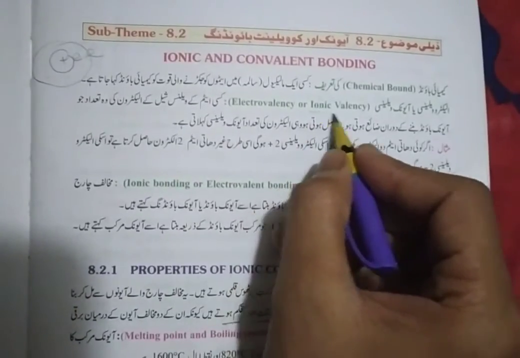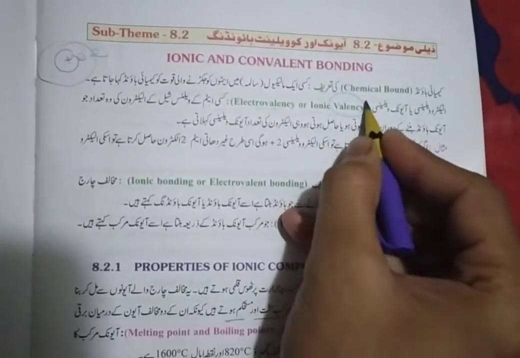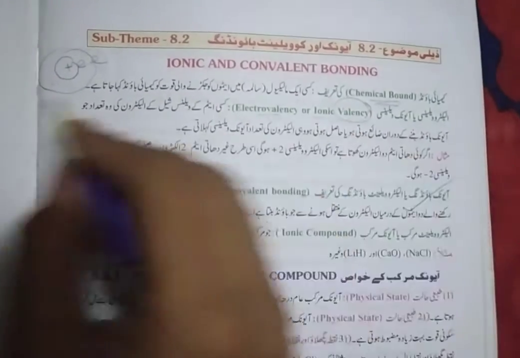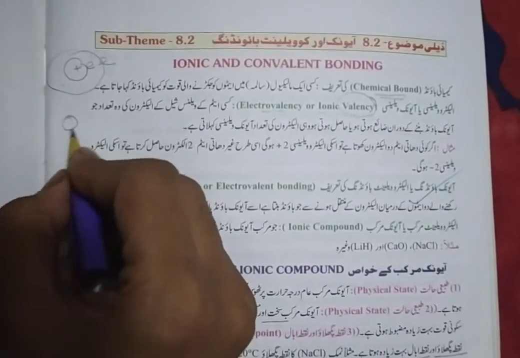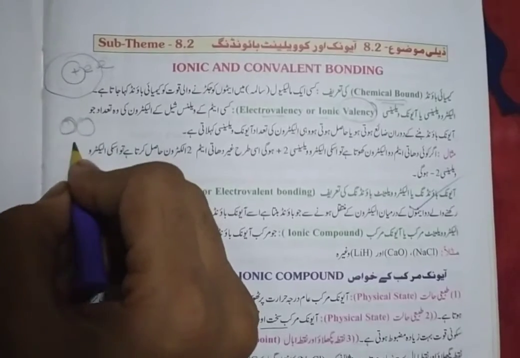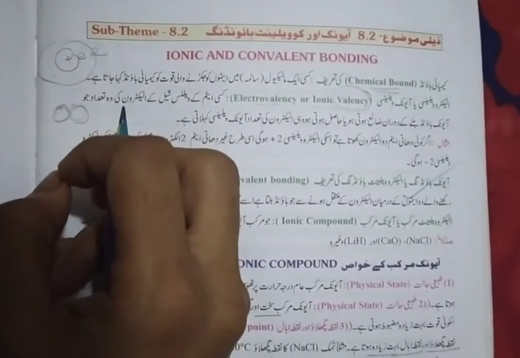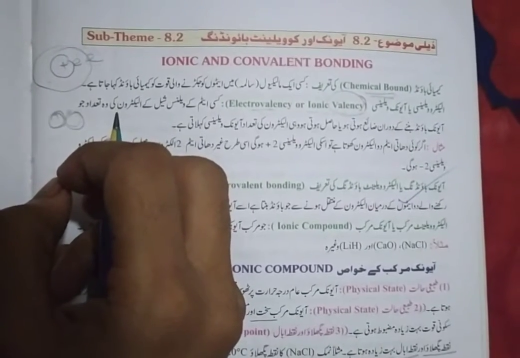Now first of all, there is a topic: what is the ionic valency or the electrovalency. So first of all, what is valency? And first of all, what is the chemical bond? We know about molecules. A molecule is formed when two or more atoms combine together and form a bond.